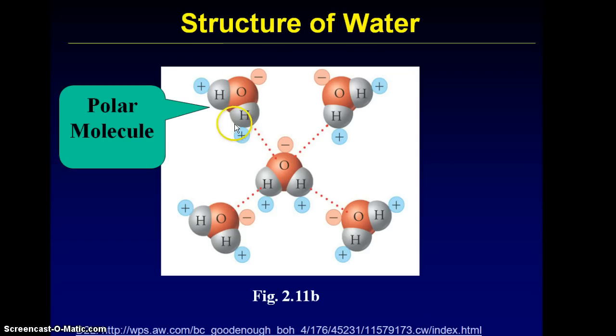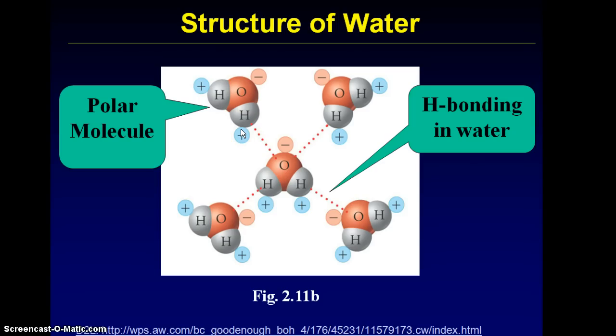Because of these slight charges, different molecules of water will interact with one another through a bond called a hydrogen bond. And so what that means is for each hydrogen in the water molecule that is slightly positively charged, it will be weakly attracted to the oxygen in another corresponding water molecule that is slightly negatively charged. So because of this opposing charge, it creates a type of weak bonding known as hydrogen bonding.